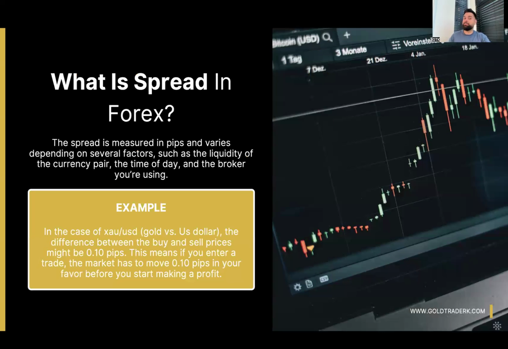What is spread in Forex? The spread is measured in pips and varies depending on several factors, such as the liquidity of the currency pair, the time of the day, and the broker you're using. Example, in the case of XAUUSD, which is gold versus US dollar, the difference between the buy and the sell prices might be 0.10 pips. This means if you enter a trade, the market has to move 0.10 pips in your favor before you start making a profit.